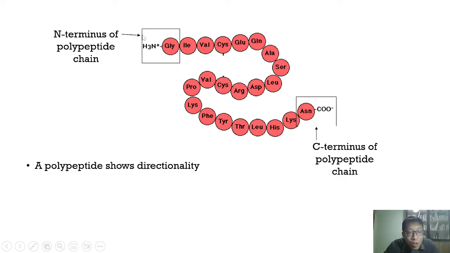Of the two free groups we have mentioned, the free amino group would be the N terminus, since the amino group has an N. And the free carboxyl group, which has a C, would be called the C terminus. For a particular polypeptide chain, there is a directionality, from the N terminus to the C terminus. So if I read the sequence of this polypeptide chain, I need to start from the N terminus.